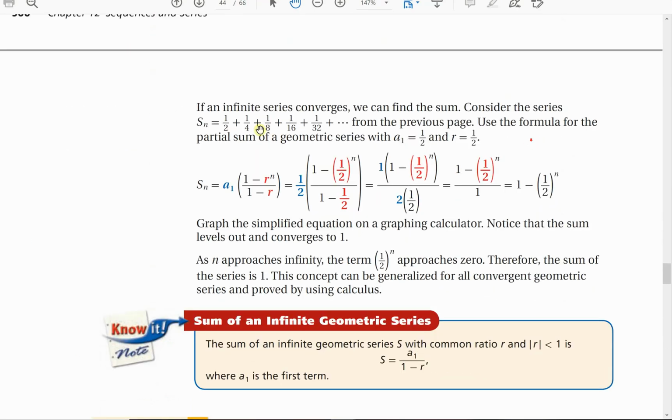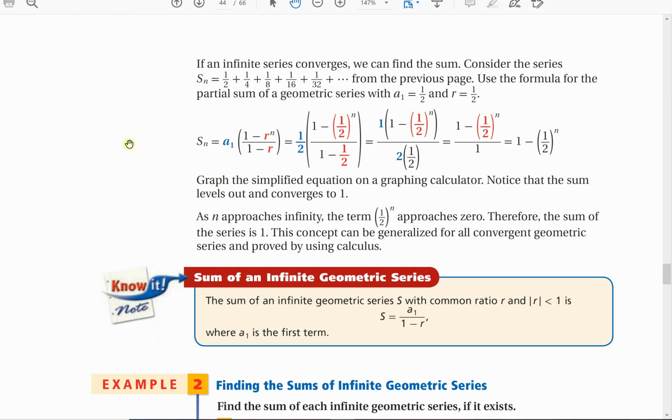Well, there's this complicated formula here. If you remember, actually, in 12.4, the sum of a geometric series for any number of terms is a1 times (1 minus r to the n) over (1 minus r). Well, if let's say we got 1/2 as our ratio, work it out, you get 1 minus 1/2 to the n.